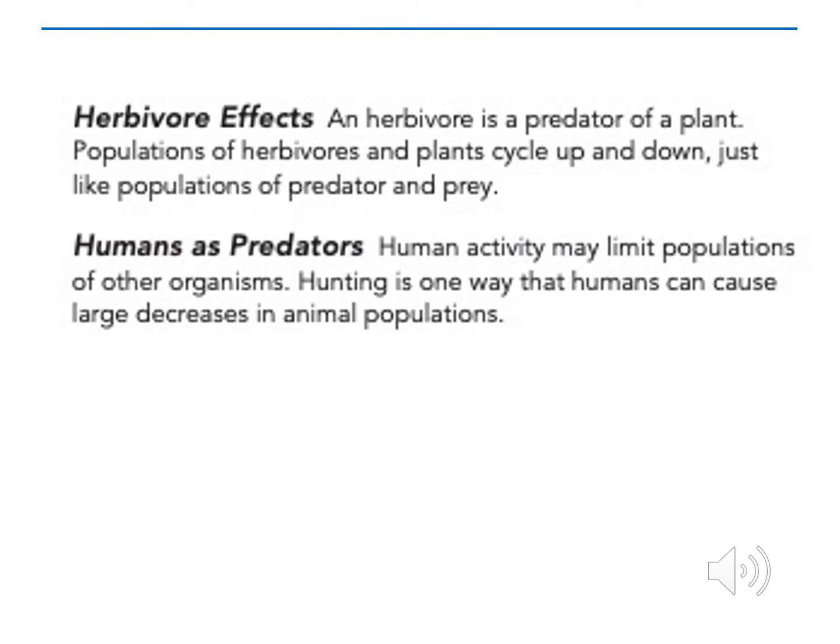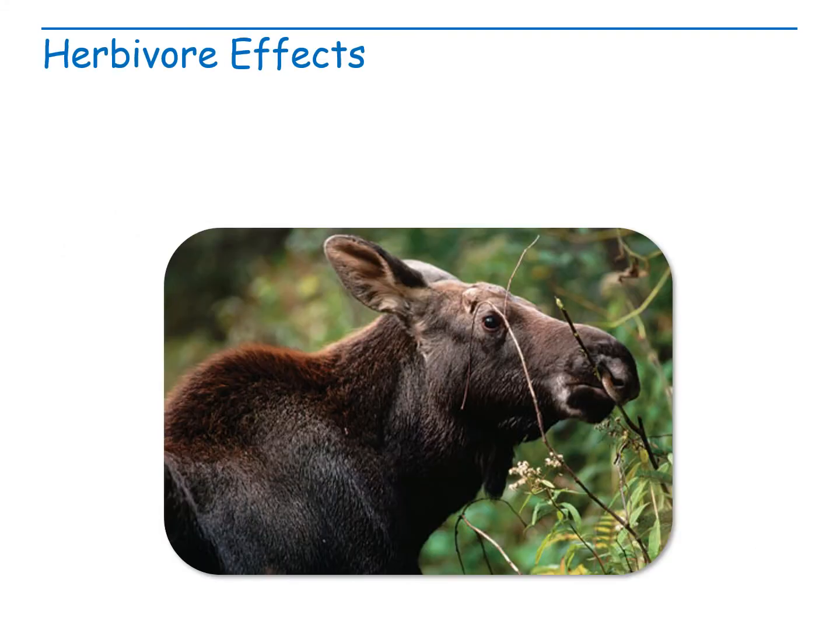An herbivore is a predator of a plant. Populations of herbivores and plants cycle up and down, just like populations of predator and prey. Human activity may limit populations of other organisms. Hunting is one way that humans can cause large decreases in animal populations.